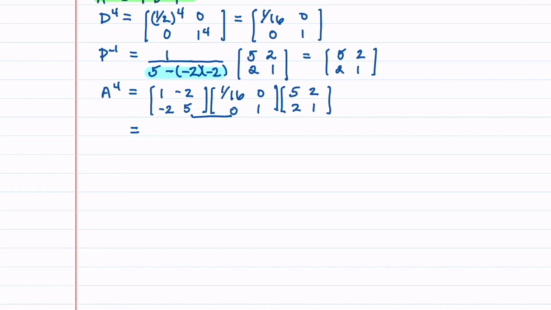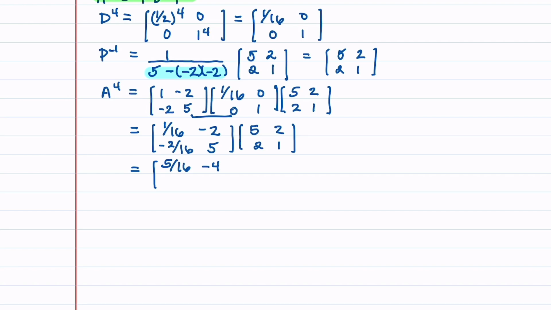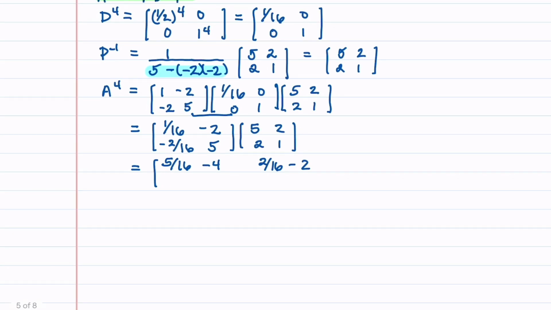I'm going to multiply these two matrices first. So we're going to get a 1 over 16, and then we're going to get a minus 2. In the lower left, we're going to get a minus 2 over 16, and then in the lower right, we're going to get a 5. Now we're going to take this matrix and multiply it by 5, 2, 2, 1. In the upper left, we're going to get 5 over 16 minus 4. In the upper right, we're going to get 2 over 16 minus 2. In the lower left, we're going to get minus 10 over 16 plus 10. And in the lower right, we're going to get minus 4 over 16 plus 5.